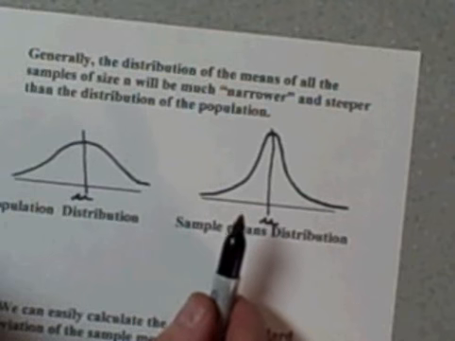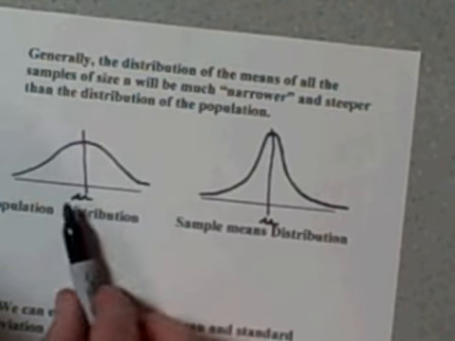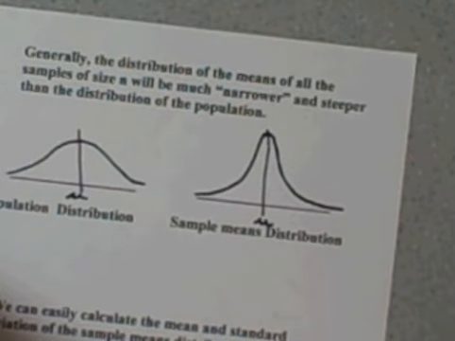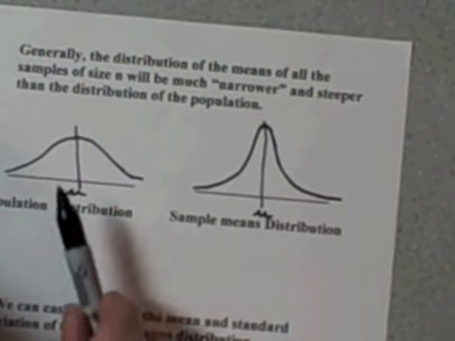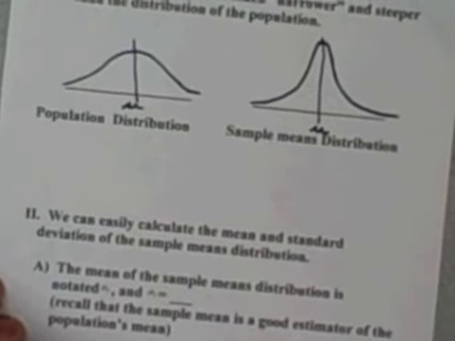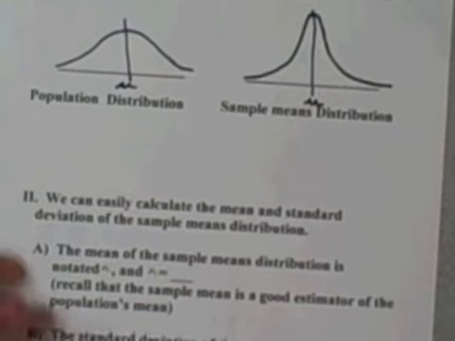Okay? Well, what causes that? If it's got the same mean, what causes a distribution to be narrower and steeper? Well, you might guess it's the standard deviation. That's what makes a difference. The standard deviations will not be the same. And that's the second thing that the central limit theorem has to say.